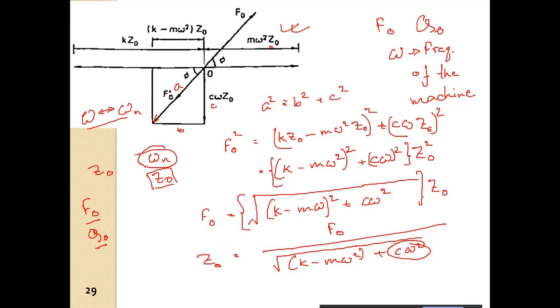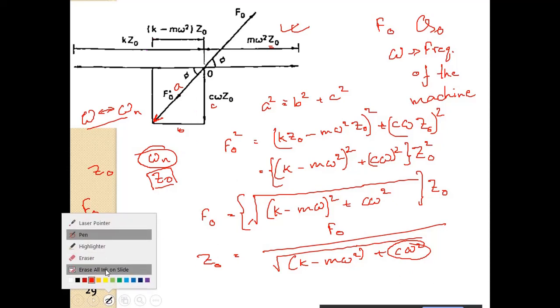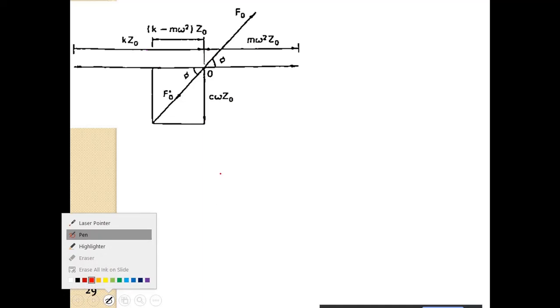And then this angle phi, the direction of the resultant, that is also important. So phi is equal to y by x, we can say. If this is phi, and this is y and x, then tan phi is equal to y by x.